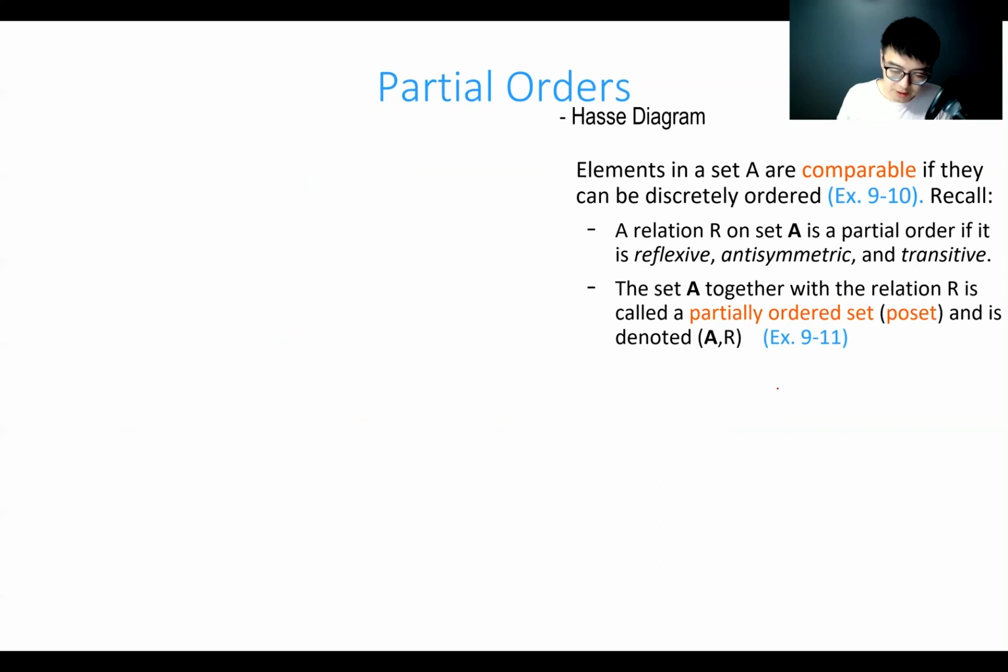In fact, let me underline antisymmetric because this is actually the key to a partial order. Antisymmetric means it has direction. Whenever you have an arrow going one way, it never comes back the other way. So the elements in your relation are somehow ordered. This is why it's called a partially ordered set, or poset.